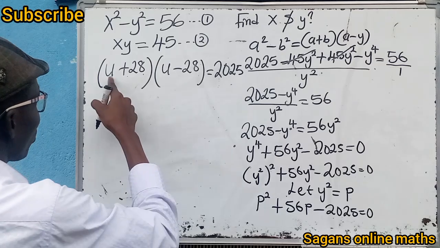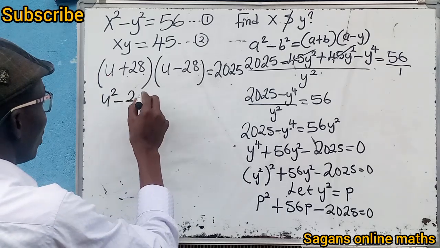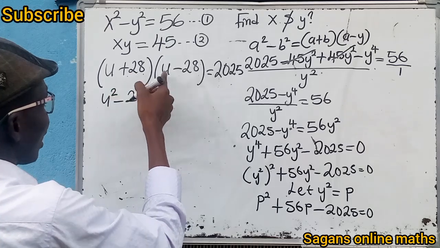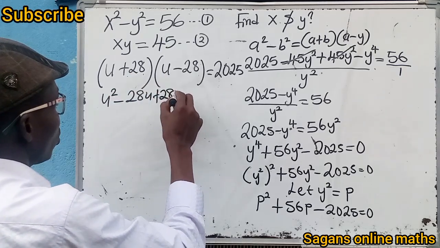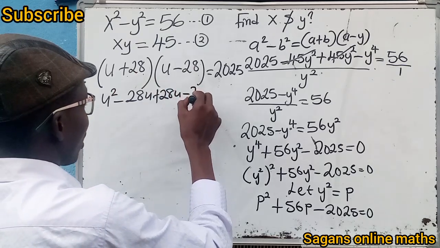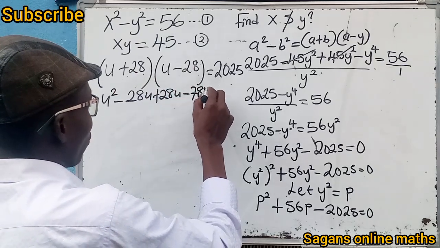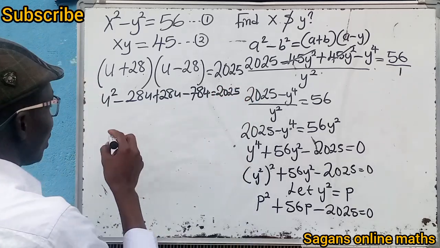So this time, u times u will give me u square. Okay, u times minus 28 gives minus 28u, and 28 times u equals plus 28u. Then 28 times minus 28 equals minus 784, equals 2025. Now this will go, right?